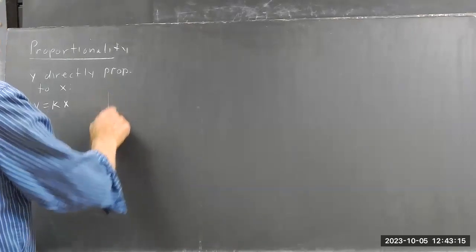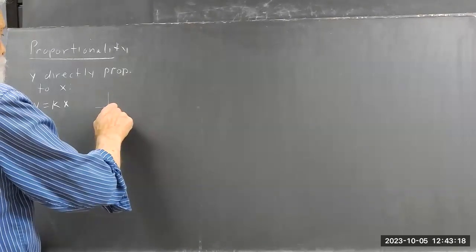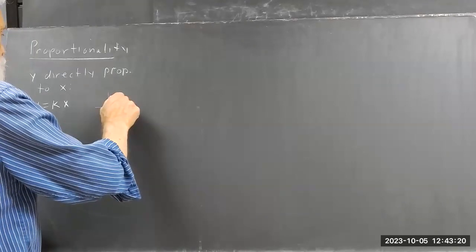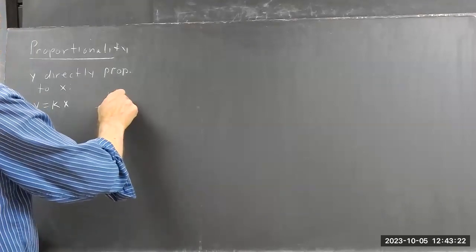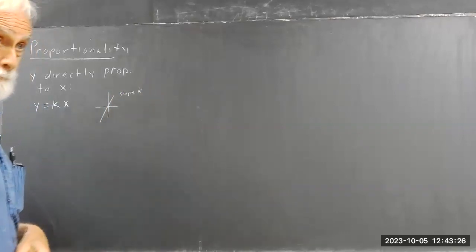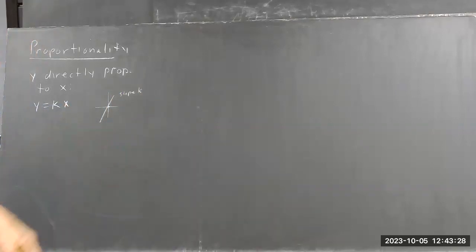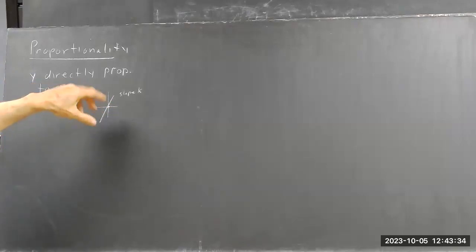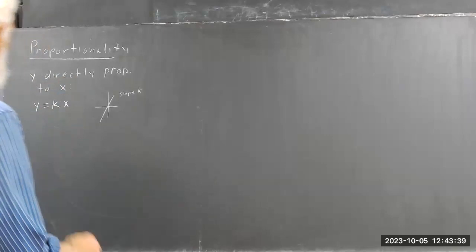So I'll just kind of sketch that. There's your Y-intercept, and your slope is K. That's a useful connection, although you're going to be able to solve most of the problems without using that, but it's useful to know this. Okay, that's a direct proportion.